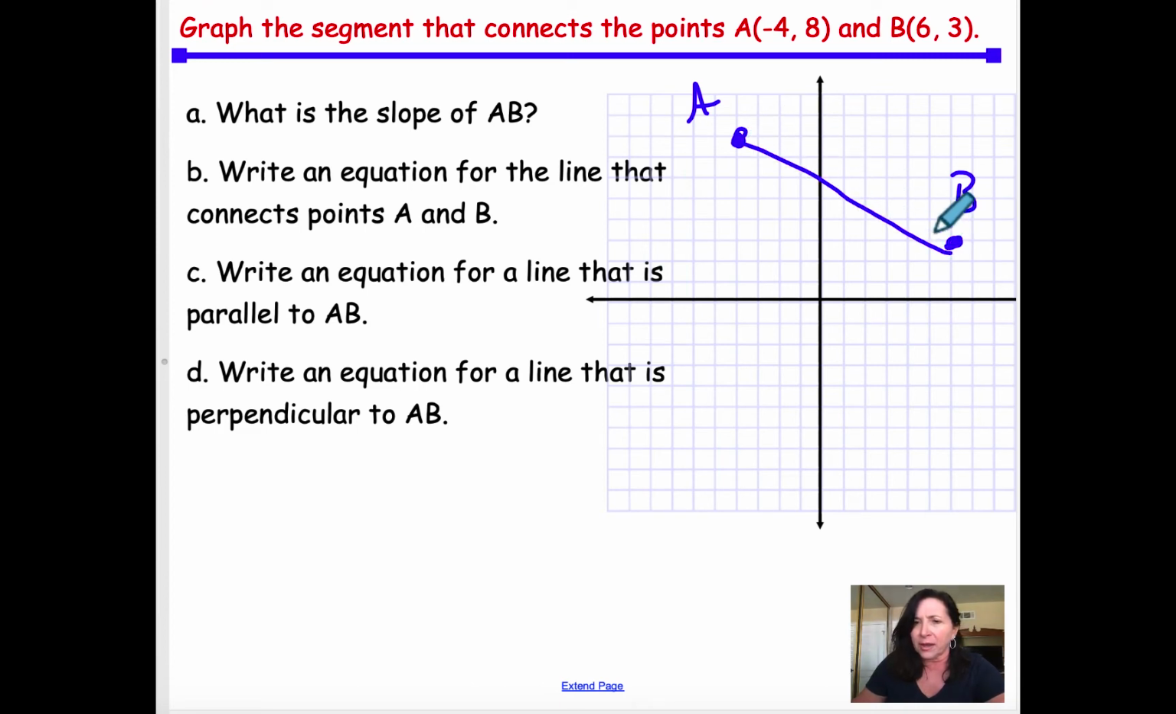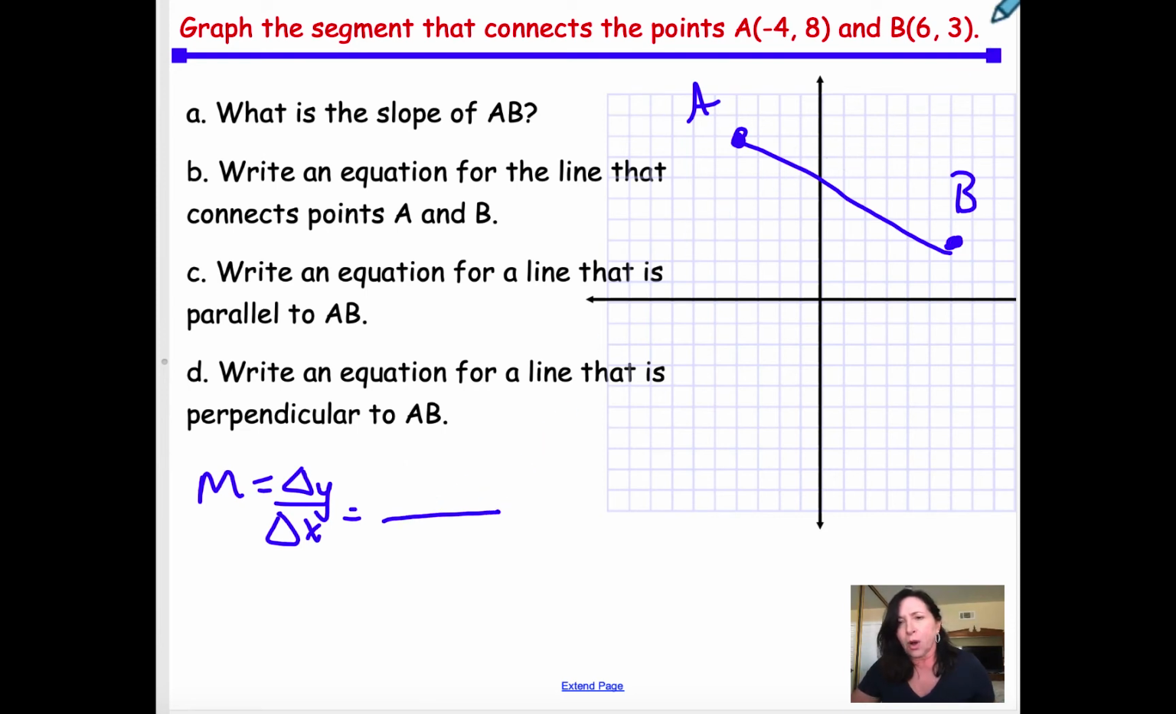Okay, so we did that. And write an equation for the line that connects the two points. Oh, and what's the slope? Well, the slope is going to be the rise over the run. So you can either count up and over, or you can just use the formula for the slope, which says it's the change in y divided by the change in x.